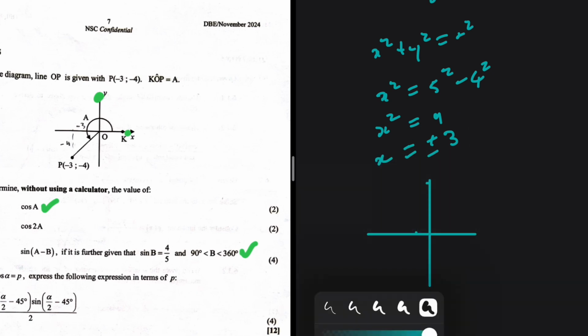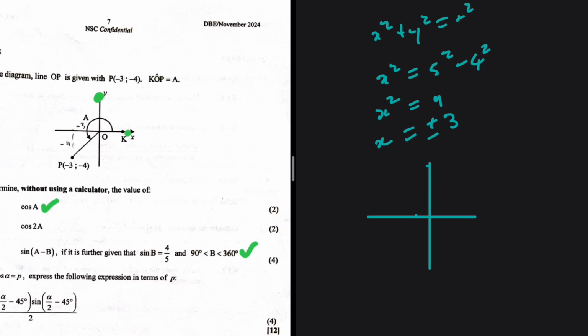We have y. Y is 4, right? So y is right here. We have 4. And then our x, that's what you're looking for. Is it plus 3 or minus 3? Our angle is between 90 and 360, right? So we can take x as minus 3. So there we go. We have x as minus 3, and then our r is going to be 5.